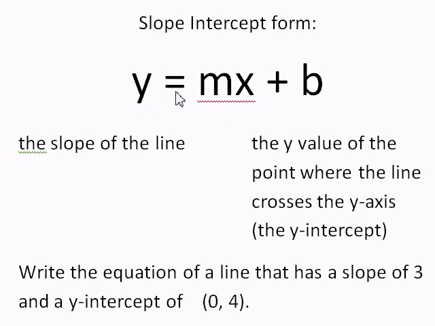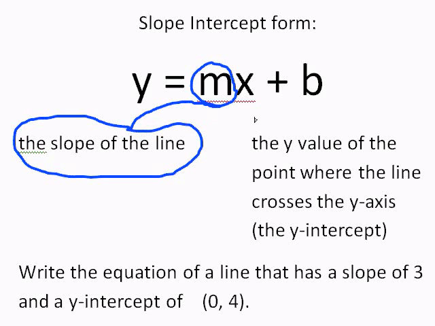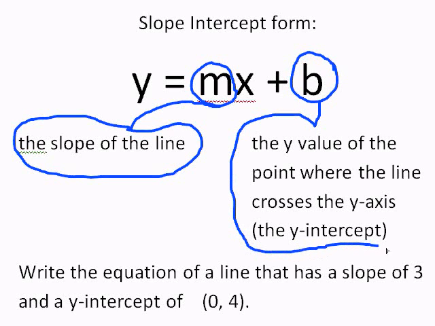Slope-intercept form is y equals mx plus b. Let's review what the letters mean. M in slope-intercept form stands for the slope of the line. B stands for specifically the y value of the point where the line crosses the y-axis.